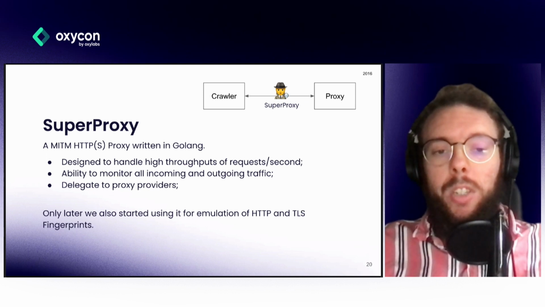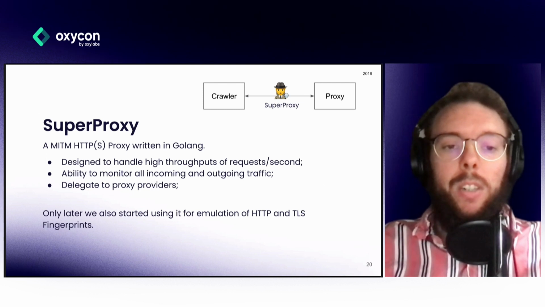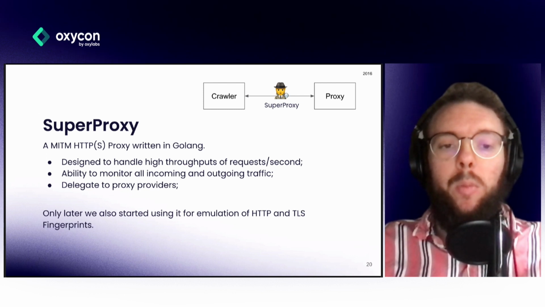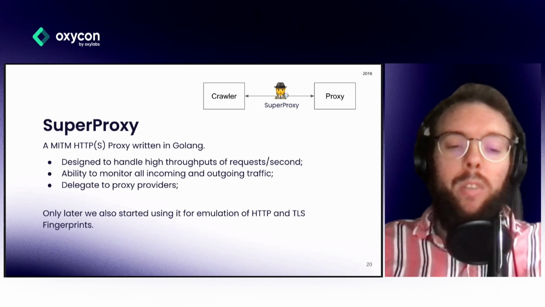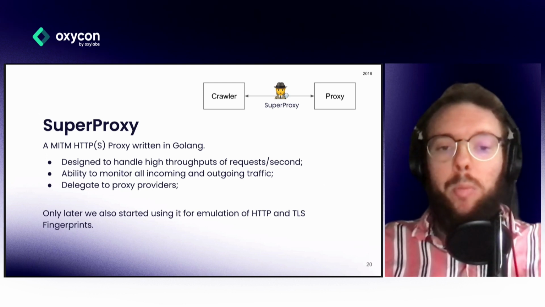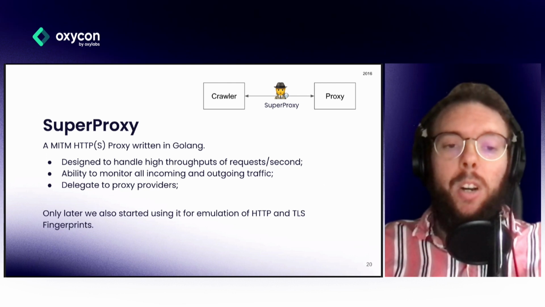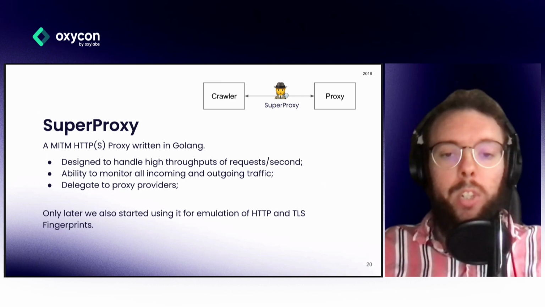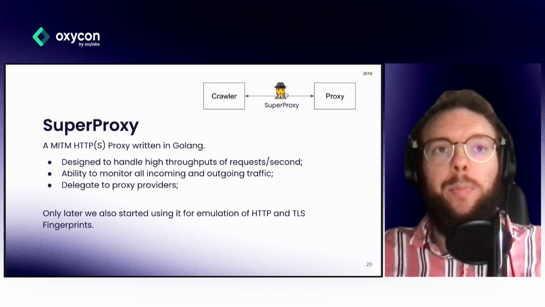Another task this allowed us to delegate was routing all our traffic to our different proxy routers. Because prior to this, we were going from our crawlers directly to our proxy providers, but this meant that every workload had to do it themselves. Now instead, our Super Proxy could do this all for them. Only later, we also started using it for emulation of HTTP and TLS fingerprinting.